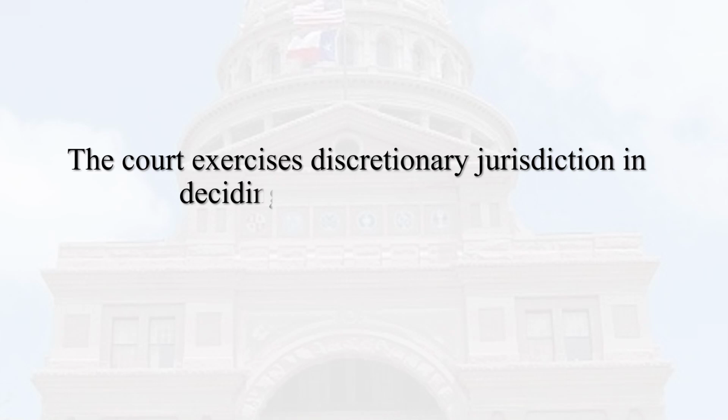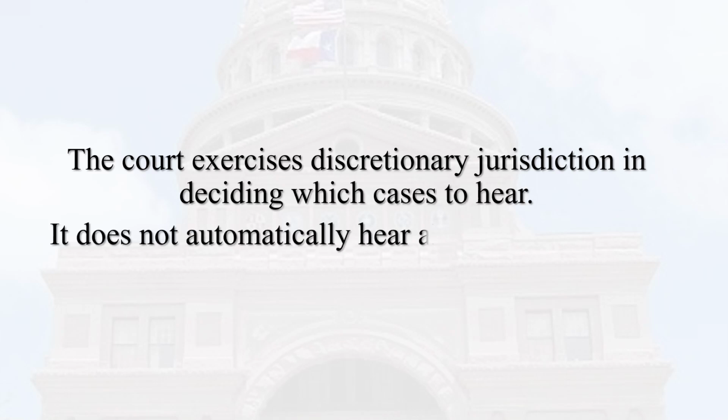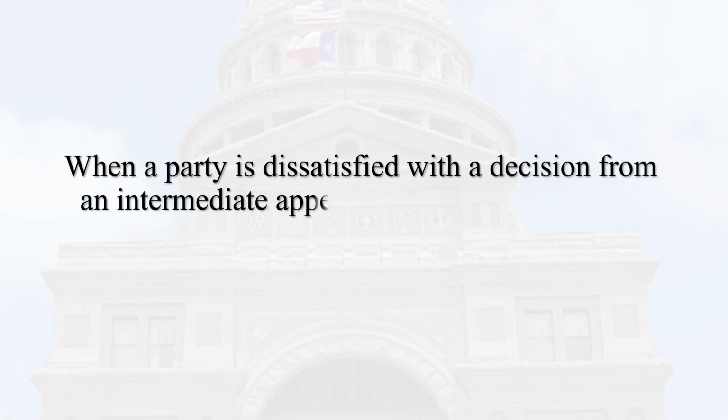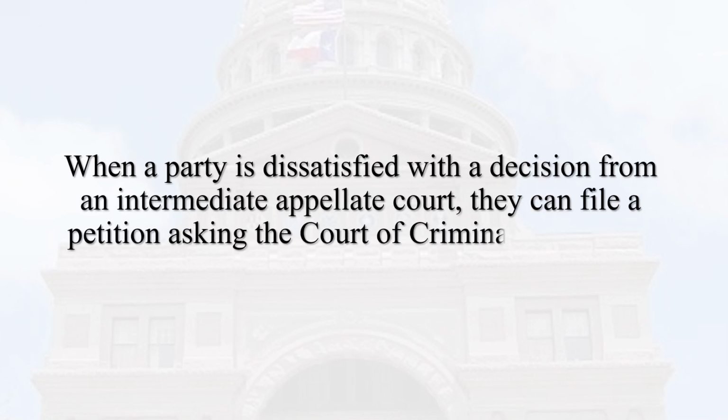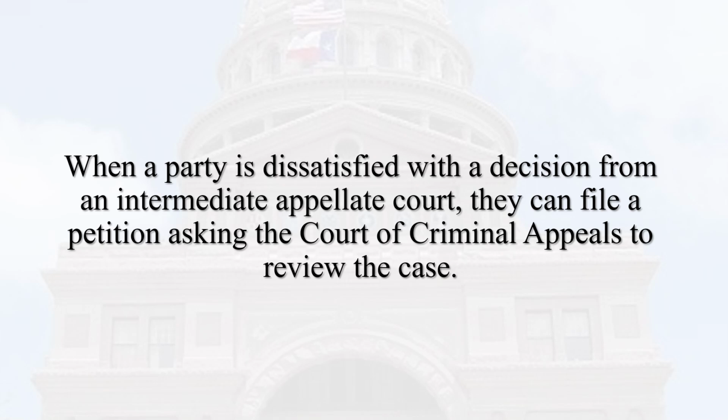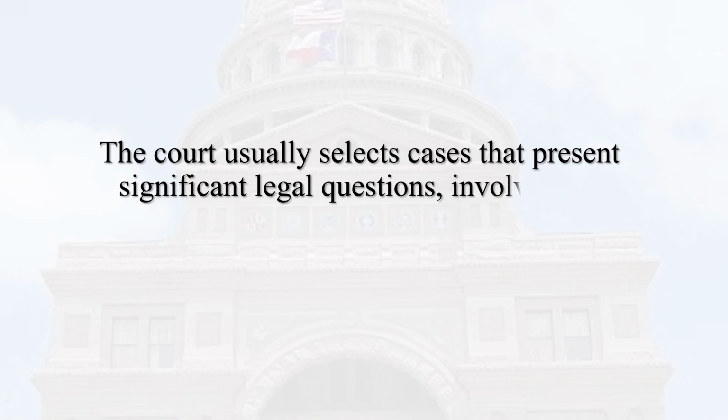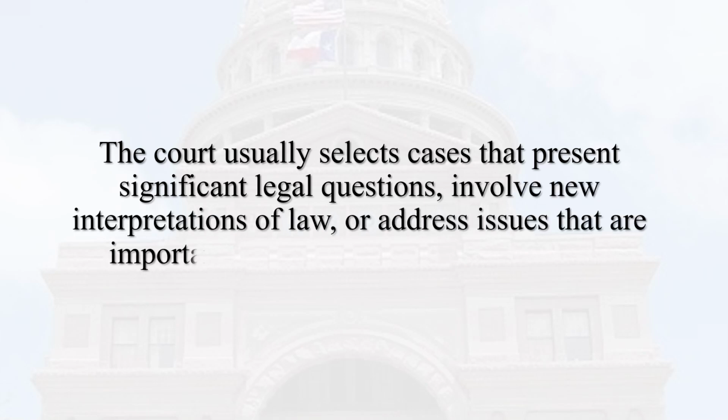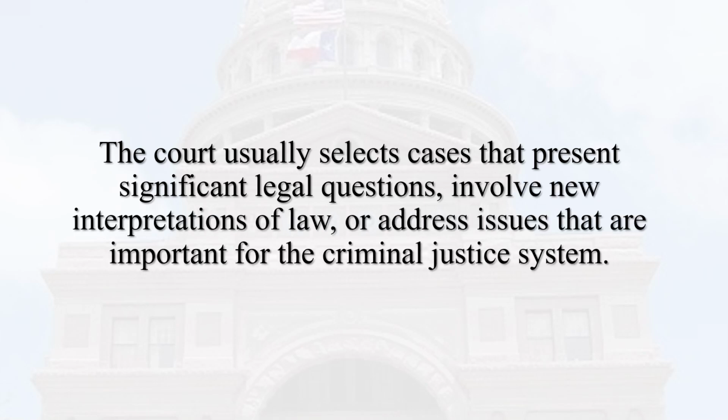The court exercises discretionary jurisdiction in deciding which cases to hear. It does not automatically hear all criminal appeals. When a party is dissatisfied with a decision from an intermediate appellate court, they can file a petition asking the Court of Criminal Appeals to review the case. The Court usually selects cases that present significant legal questions, involve new interpretations of the law, or address issues that are important for the criminal justice system.